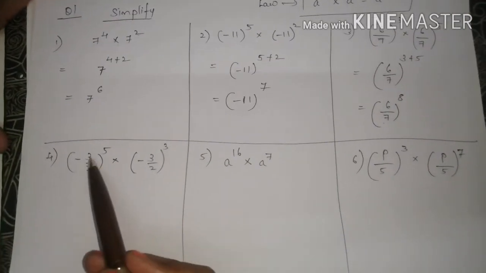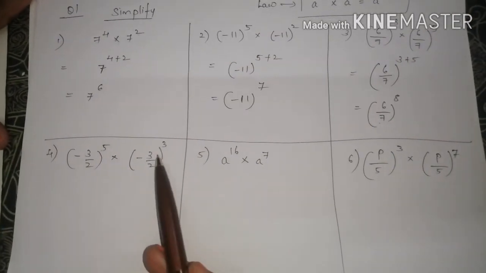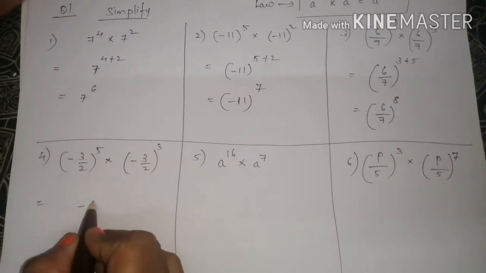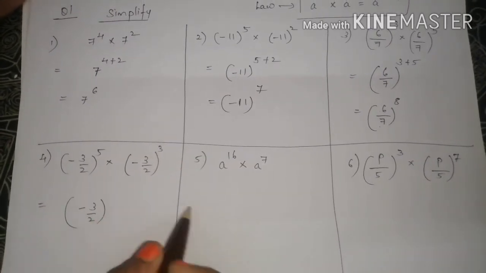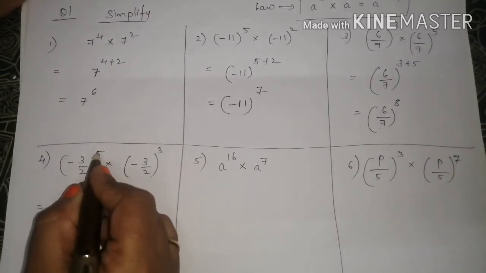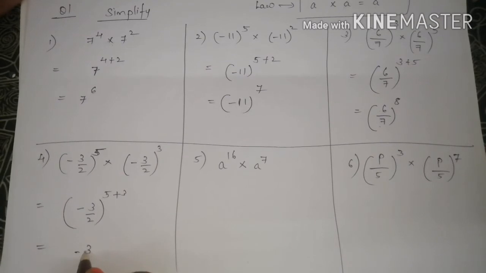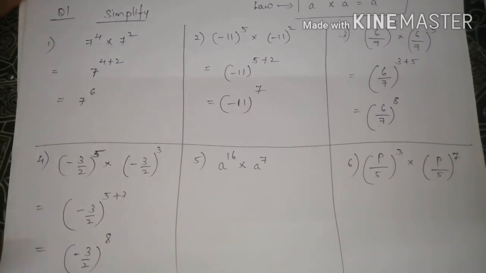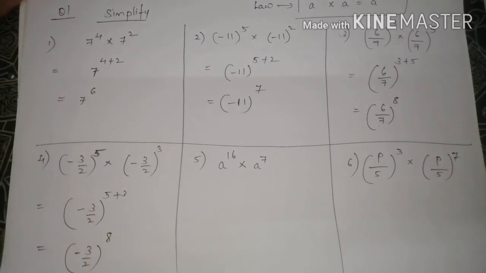See the fourth sum, minus 3 upon 2 raised to 5 into minus 3 upon 2 raised to 3. So write this base one time, minus 3 upon 2. Add the above powers, 5 plus 3. So minus 3 upon 2 raised to 5 plus 3 is how much? 8. So our answer is minus 3 upon 2 raised to 8.